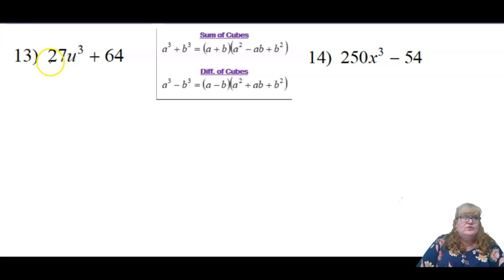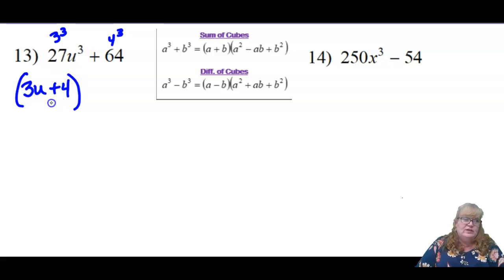The cube 27 is a perfect cube. It is 3 times 3 times 3, so the cube root is 3u. And 64 is 4 times 4 times 4, or 4 cubed. So we take one of each out and make it its own little parenthesis.